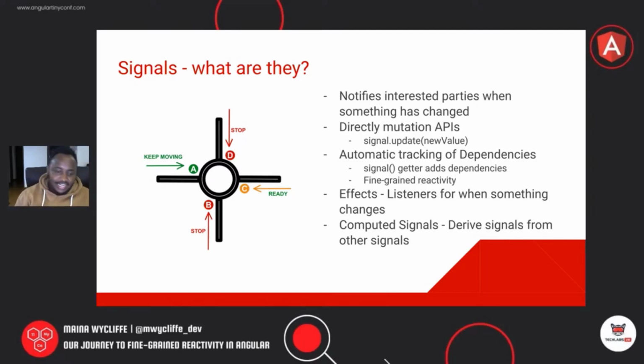So what's a signal? A signal is essentially a wrapper around a value. So if we refer back to our counter example, whereby we had a count variable which would increment and increment.